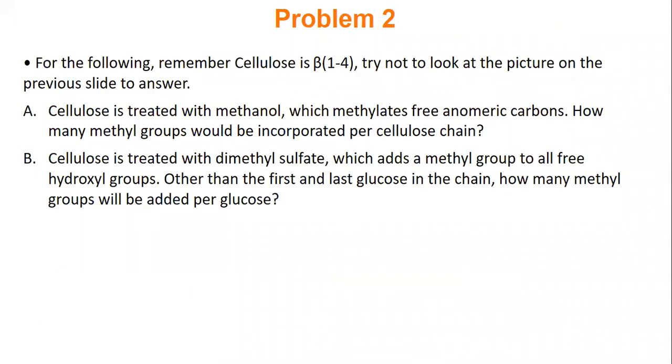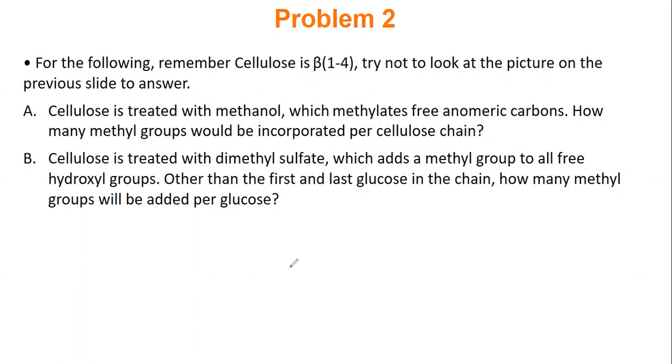All right, so here we have the next problem. For the following, if you remember, cellulose is beta 1,4, and try not to look at the picture on the previous slide when answering these, because this is a way to really test yourself to see if you understand the information. So let's say we take cellulose and we add methanol, and methanol will methylate the free anomeric carbon. How many methyl groups will be added per cellulose chain?